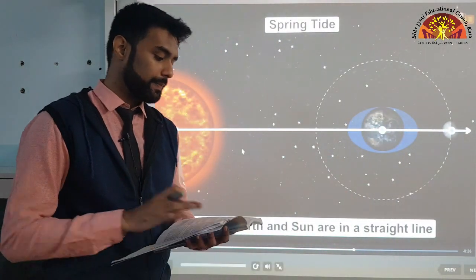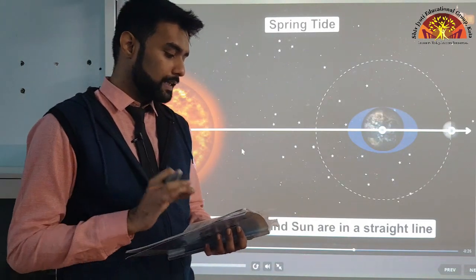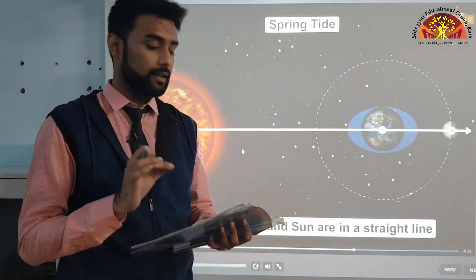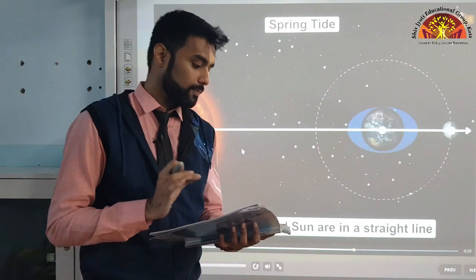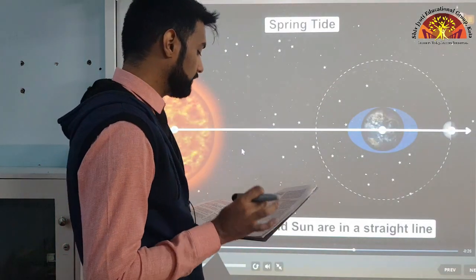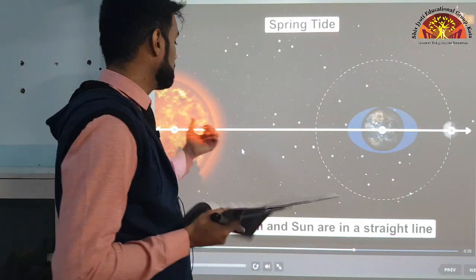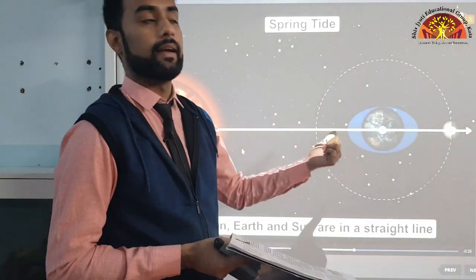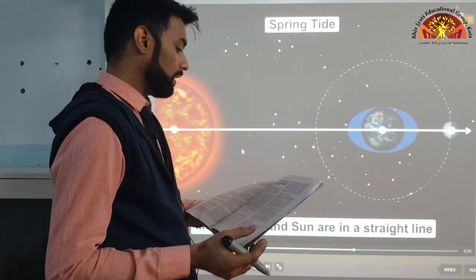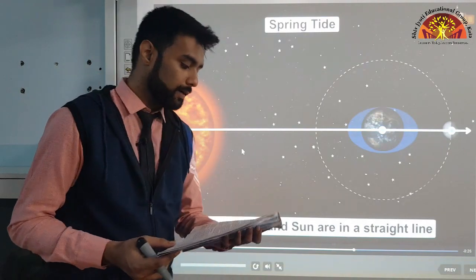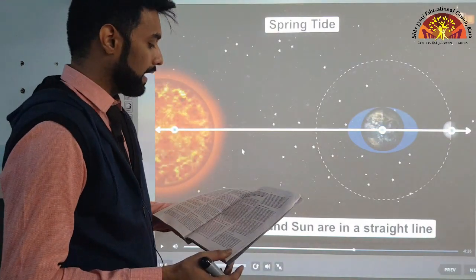Let us read. Come to spring tides. The position of both the sun and the moon in relation to the earth has direct bearing on tide height. When the sun, the moon and the earth are in a straight line, the height of the tide will be higher. These are called spring tides and they occur twice a month, one on the full moon period and another during new moon period.